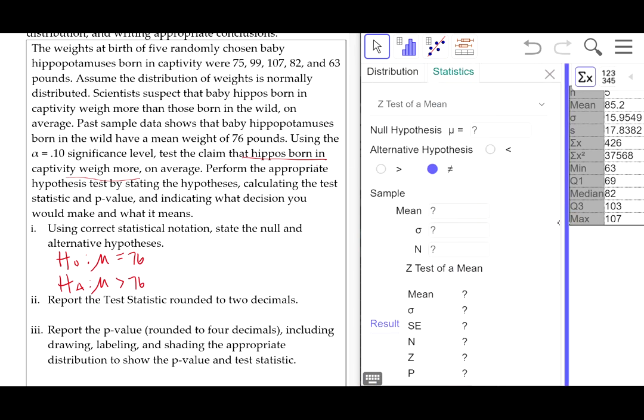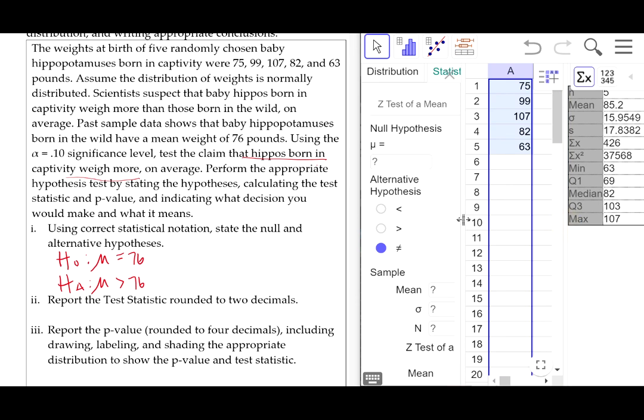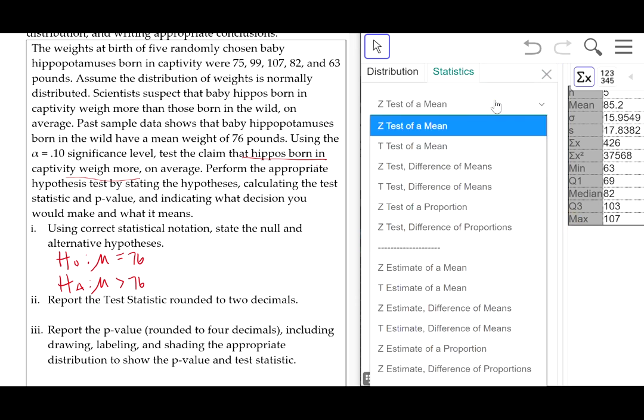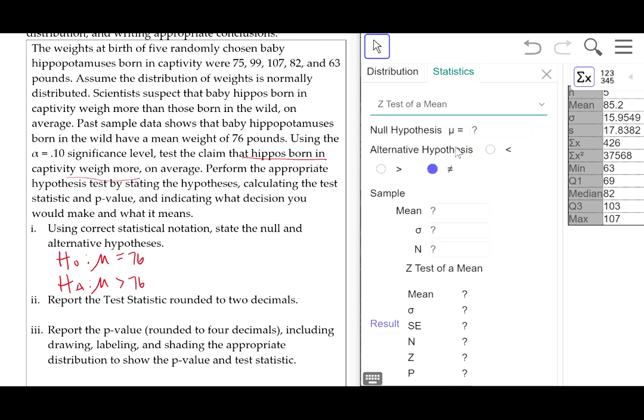And now I have a window for the probability calculator opened. I'm going to do the t-test of a mean. The null hypothesis is that mu equals 76. That's the value that I wrote in our H sub 0. The alternative hypothesis has a greater than inequality in it, so I'll click on that button. And now I'm going to enter the mean. The mean of the sample is 85.2.